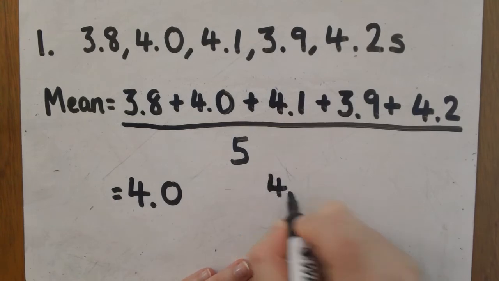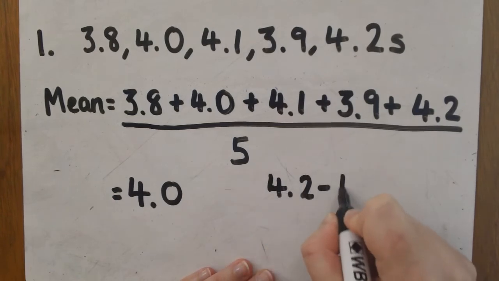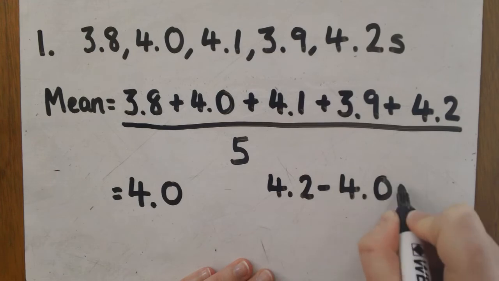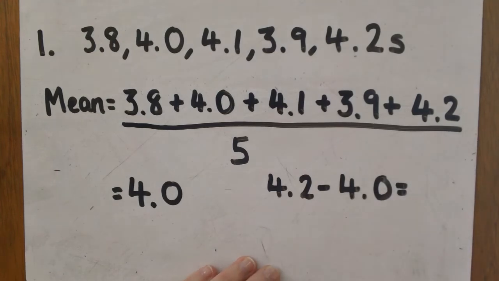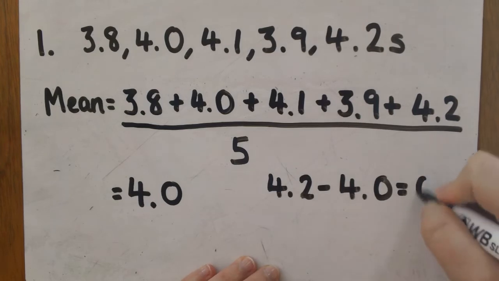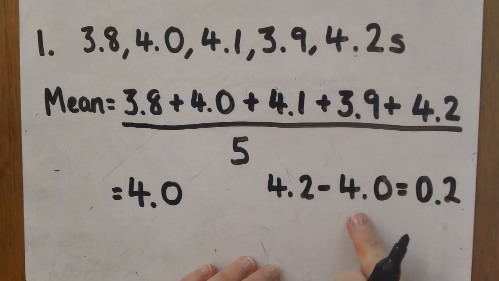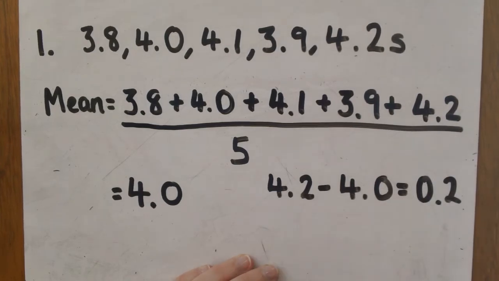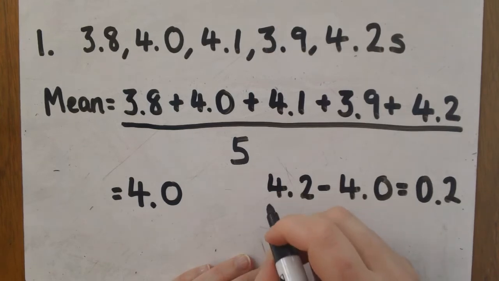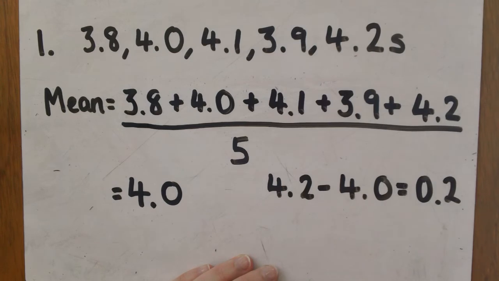So the biggest number in all of my results is 4.2. So what I'm going to do is do 4.2 minus my mean. And when I do that, I get an answer of 0.2. So my mean is 0.2 away from the highest result. I'm then going to do exactly the same for my lowest result. In this case, it is 3.8.